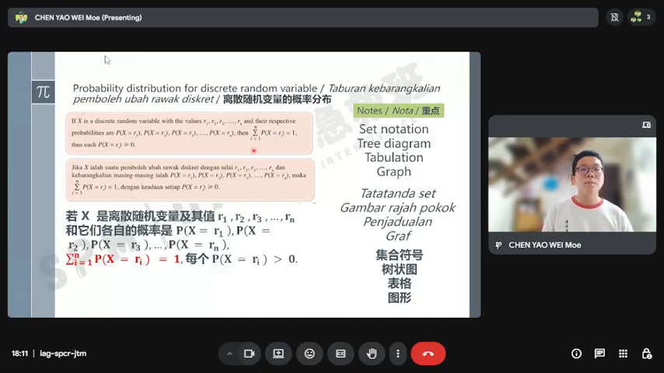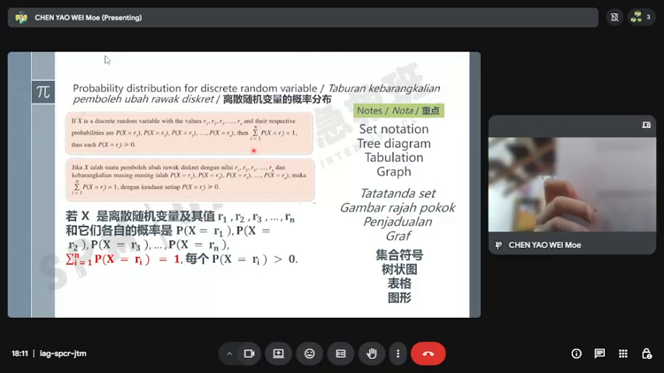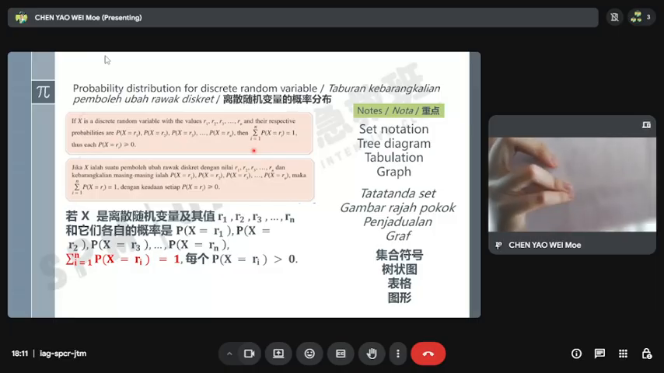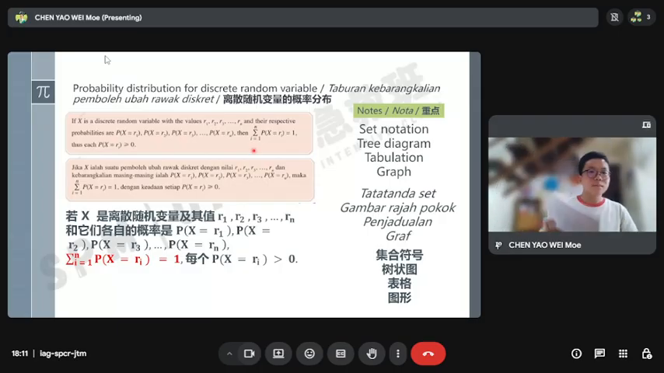So we can use set notation, tree diagram, tabulation, and graph to interpret the discrete random variable for the probability distribution. For example, this picture, this question. Can you see this question below here? That is how we go on. You use the tree diagram that you learned in Form 4 Chapter 9 Maths, and the tabulation and the table here. How do we interpret the tree diagram?